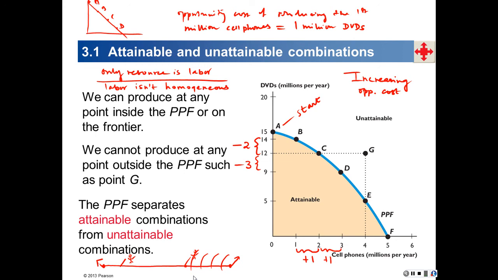So what's the implication? As I start to make my first million cell phones, my second million cell phones, I find that I have to now give up more and more DVDs. Why? Because eventually the kind of worker that I'm moving out of DVDs into cell phones will become workers who are, in fact, good at DVDs. Is this clear to you?